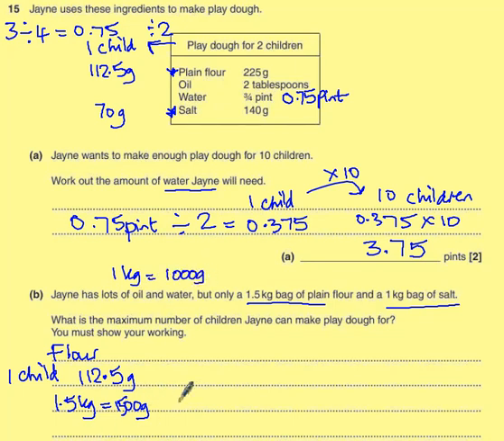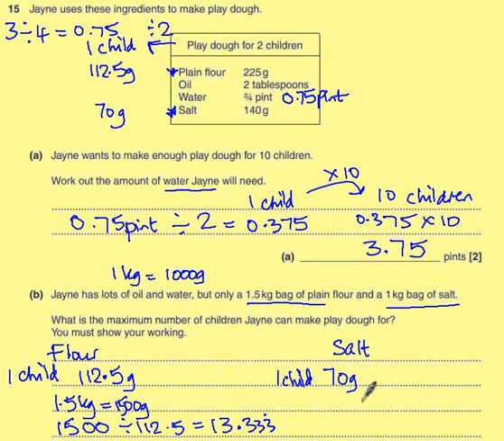So if we take our 1,500 and we divide that by 112.5 using a calculator, that comes to 13.333 recurring portions of flour. Now we need to do the same thing for our salt. For our salt, one child is 70 grams. We need 70 grams of salt for every one child.